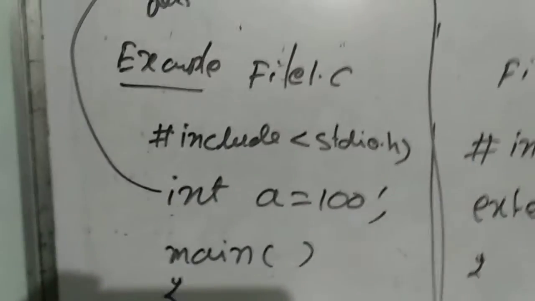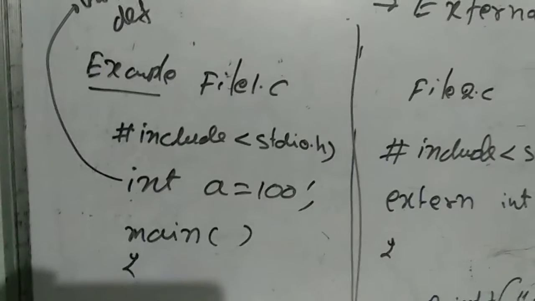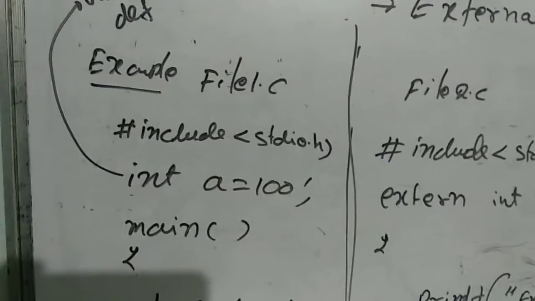The extern keyword has its own advantages. Basically, it has the variable definition. The variable definition will be in file1.c, and the variable declaration in file2.c. It has its own storage. It is one of the important storage classes.